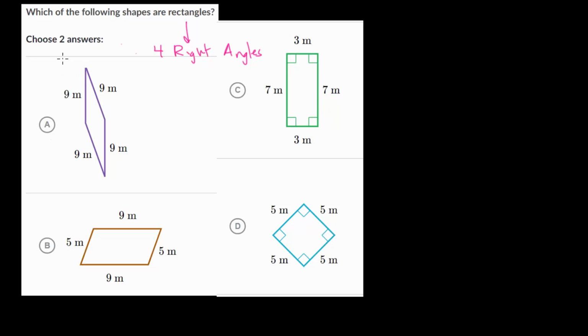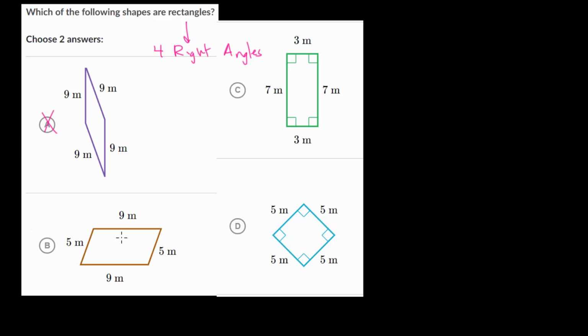So this one, you can see that it doesn't have all right angles. These are both obtuse angles. They're bigger than 90 degrees. And these are both acute angles. They're going to be smaller than 90. So that is not a rectangle. It is a rhombus, though, since all the sides are equal.